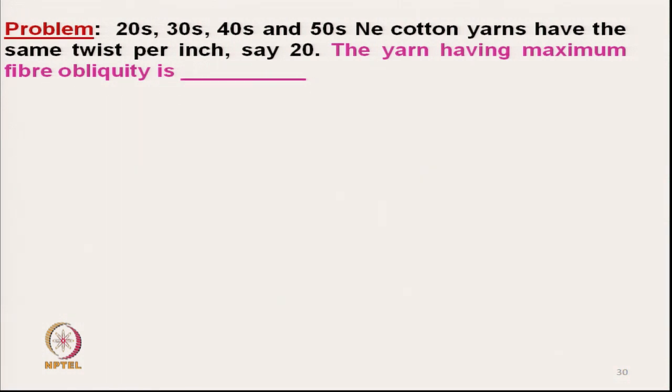Now, this is a very simple problem. We have 4 different yarns of different counts, 20s, 30s, 40s and 50s cotton yarn, with the same twist per inch, say 20 twists, given to all these yarns. Now, which yarn will have maximum fiber obliquity? This is the question.